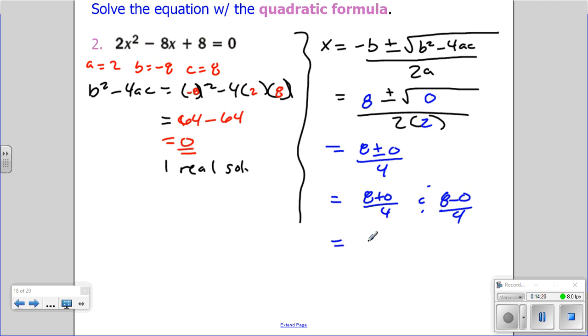Well, 8 plus 0 is 8 divided by 4. 8 minus 0 is still 8. So you see why it's one solution? They're the same number. 8 divided by 4 is 2. So the solution is 2, both the exact and the approximate. So that was a nice one. But as you saw from the previous example, they're not always that nice. You're going to have decimals and fractions, folks.